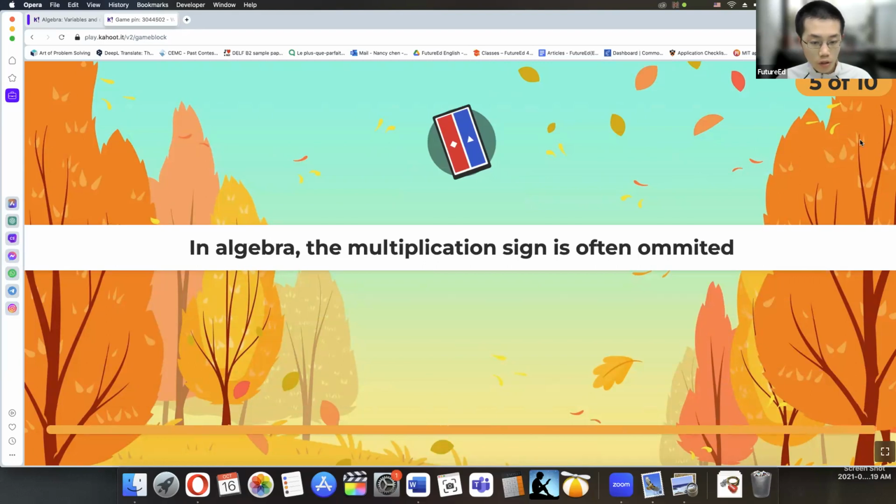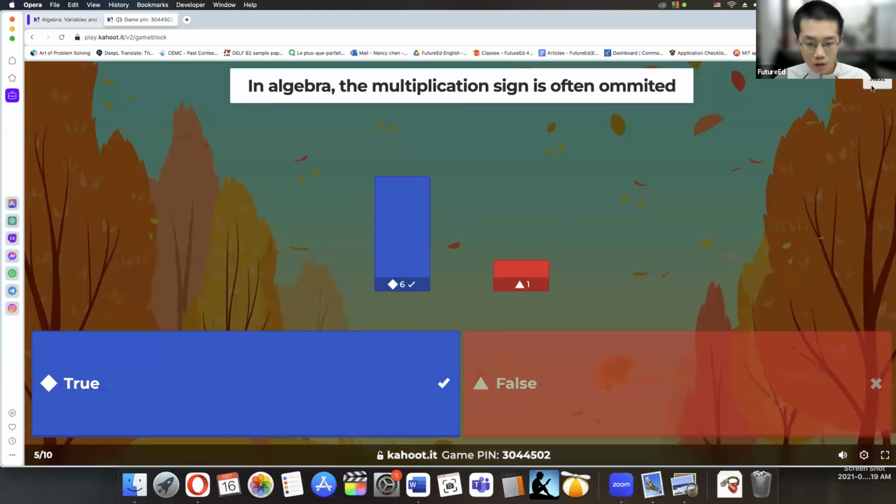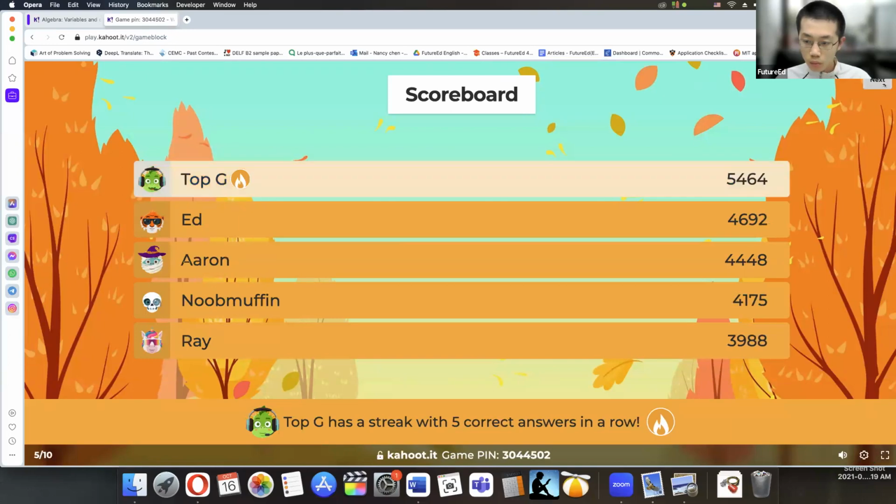We talked about this. So in case you guys don't know, omitted means removed or not written. Okay, it is true. Remember, we talked about this. Multiplication sign, we write as a dot, or we just don't put it at all. Okay? Keep it up.